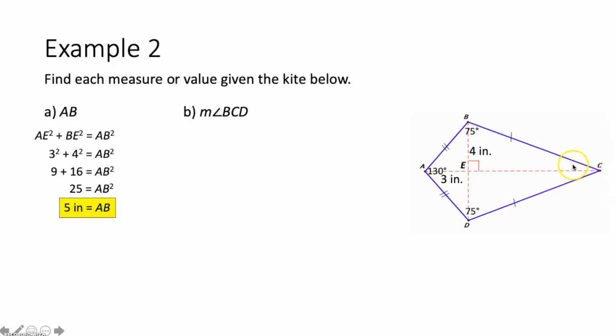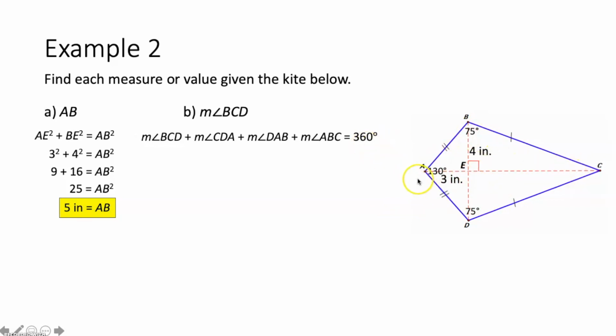Now, all we have to do in order to find the measure of angle BCD down here is set up an equation where we add together the measures of the interior angles of this quadrilateral, this kite, and set it equal to 360 degrees, because we said earlier the sum of the measures of the interior angles of a quadrilateral, a four-sided figure, has to be 360 degrees.